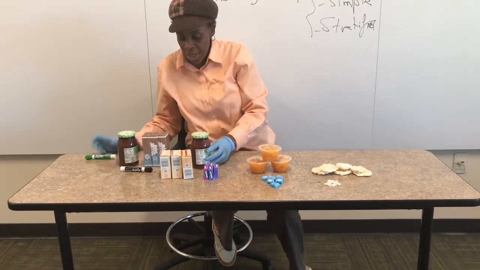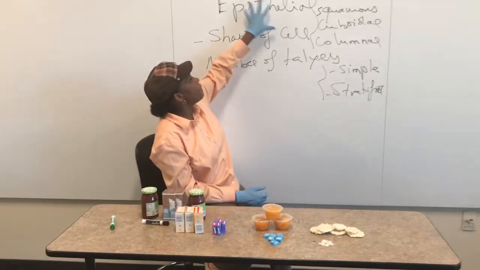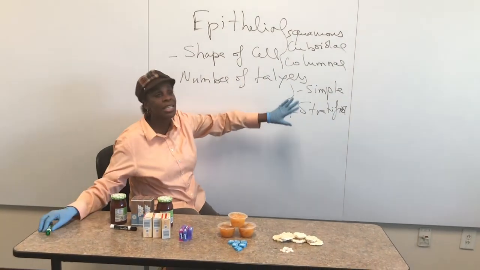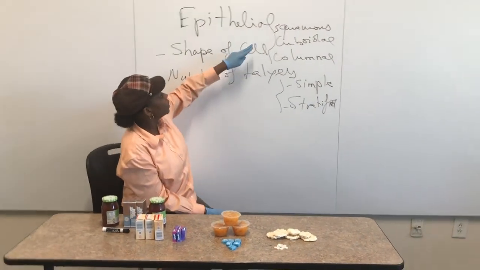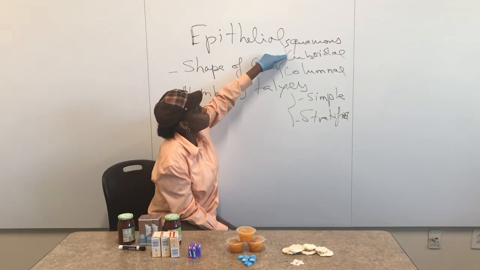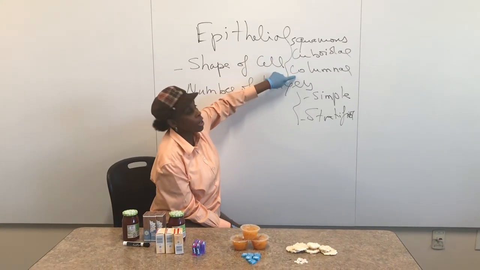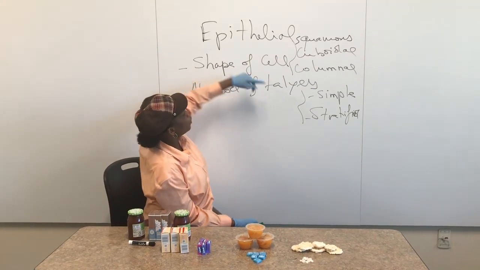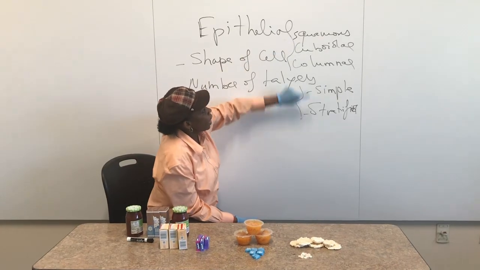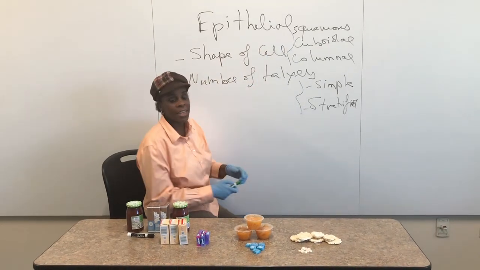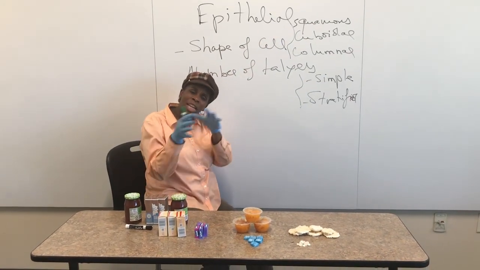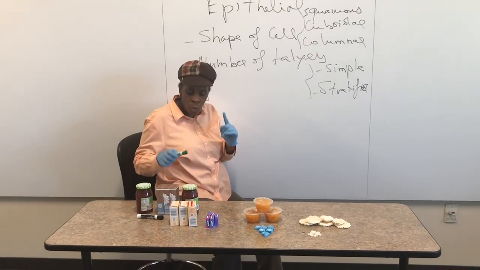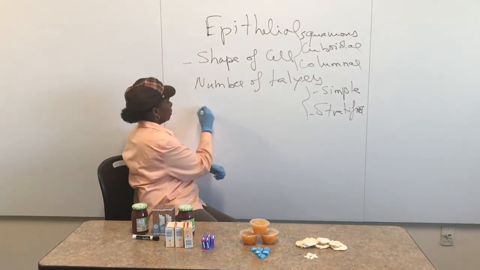So now, based on just that, we have six types of epithelial: simple squamous, simple cuboidal, simple columnar, then stratified squamous, stratified cuboidal, stratified columnar. There are two more that look like they are between the two. One of them is called transitional.